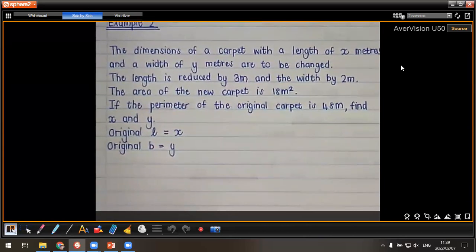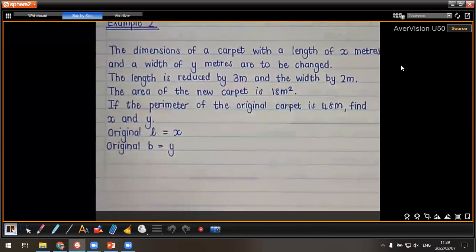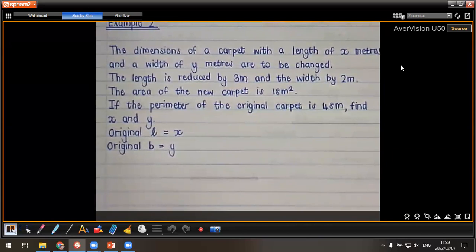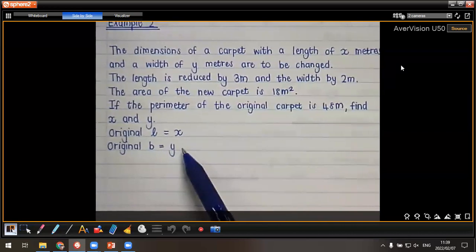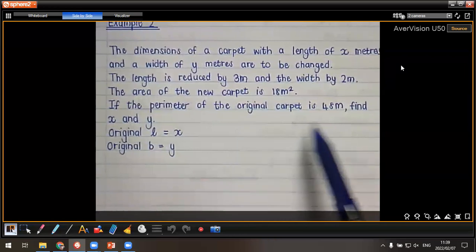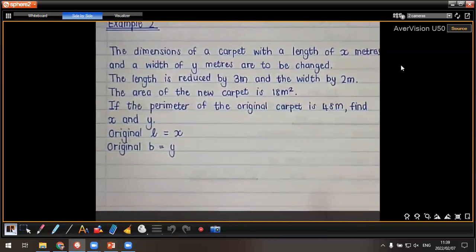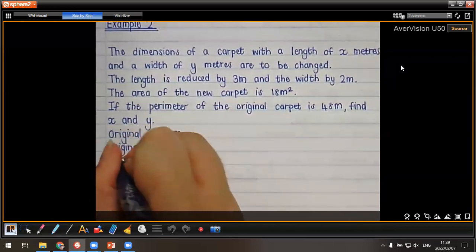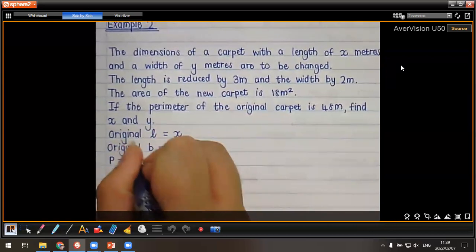Guys, how do you find the perimeter of any shape? Just add all the sides up, right? Now, if it's a rectangle, do we agree that we can have 2 x's and 2 y's? Right? 2 lengths and 2 breadths for a rectangle. So how can I write that? It's going to be 2 of these plus 2 of these. 2x plus 2y, right? That's the perimeter. And what did they tell us? The perimeter was 48. Okay, so I'm just going to say here perimeter is 48 meters.